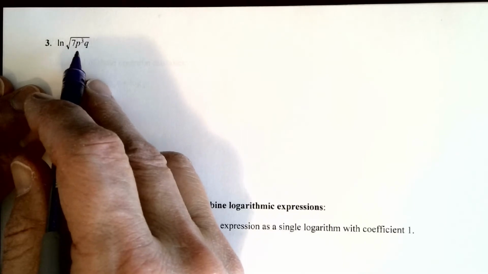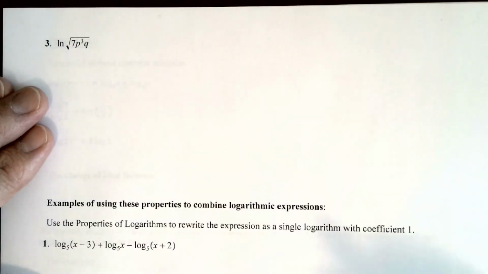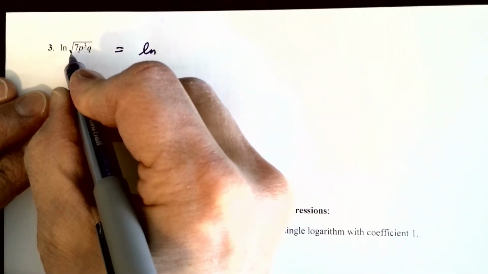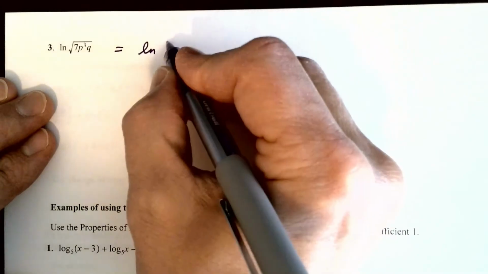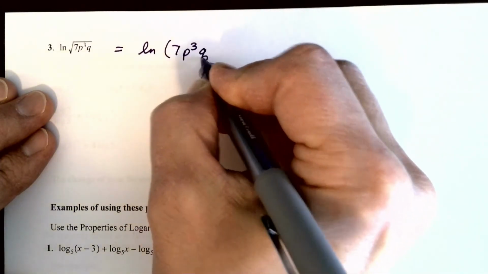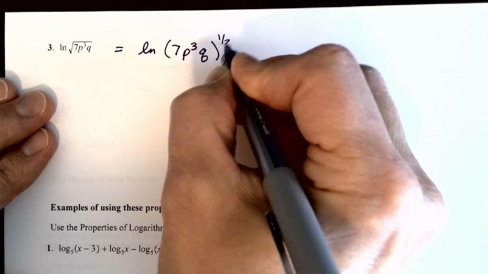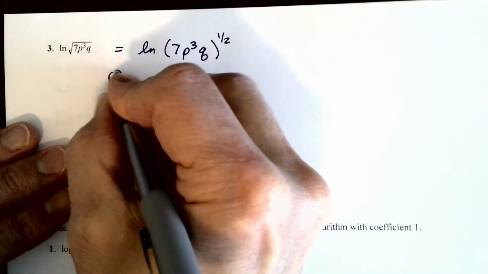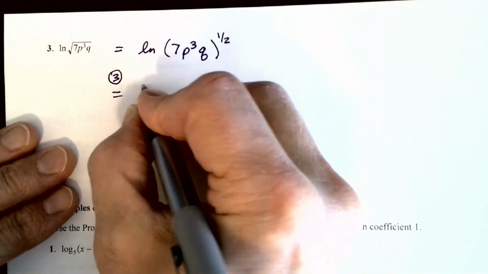We haven't talked about any property of logarithm involving square root. We have products, quotients, and powers, but what do we realize, I hope? It's not actually a problem, because the square root of something is the same as what? All that stuff, 7p cubed q to what power? 1/2. So it's really a power, right? And so that third property kicks in first here. I can bring this 1/2 down.